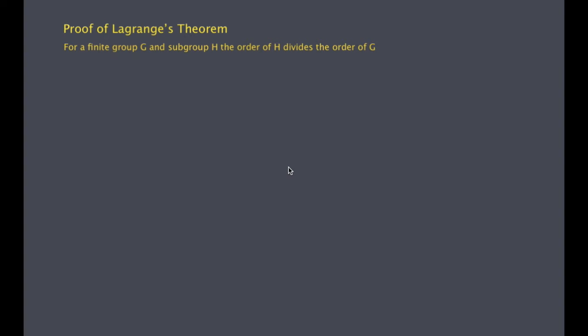So this is a proof of Lagrange's theorem, which is a key result from group theory, relating the order of a finite group to the order of its subgroups. So Lagrange's theorem states that for a finite group G and subgroup H, the order of H divides the order of G. So let me put that in notation. Order of G divided by the order of H equals K, where K can be any positive integer.